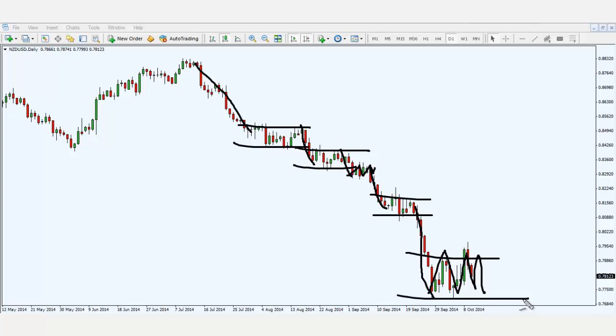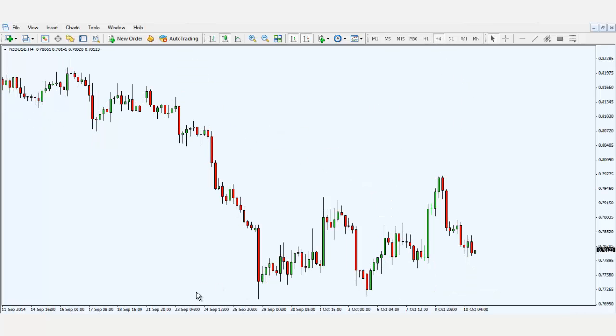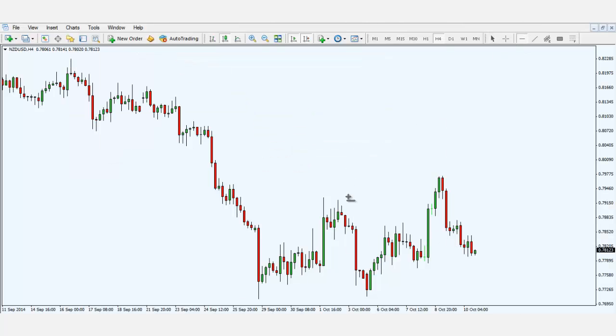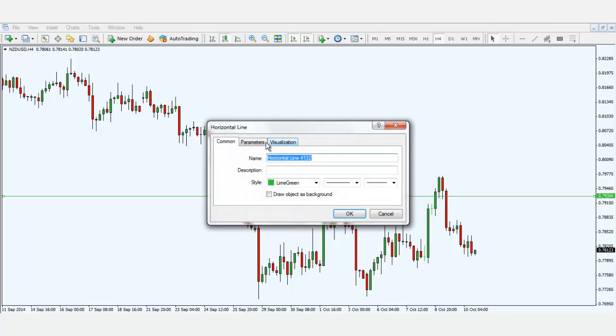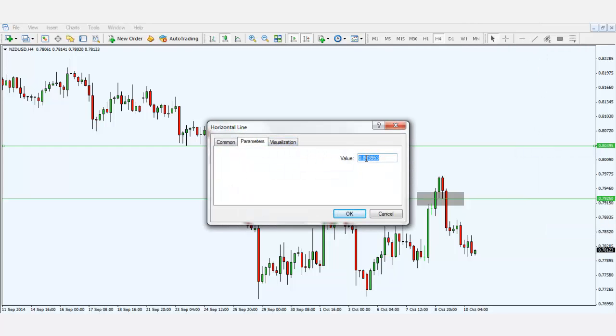And with this information on hand, which I posted out, we can look at where we went short, right? Looking at the side here, I posted that on the 4 hour, the 0.7925 is a key area to watch. And I'm still looking to short this pair, which is over here. Let me get this chart back out. And 0.7925, which is somewhere here where I shorted. So I got short somewhere here. And right now my stops is about 2 ATR. I'll just highlight it in red.